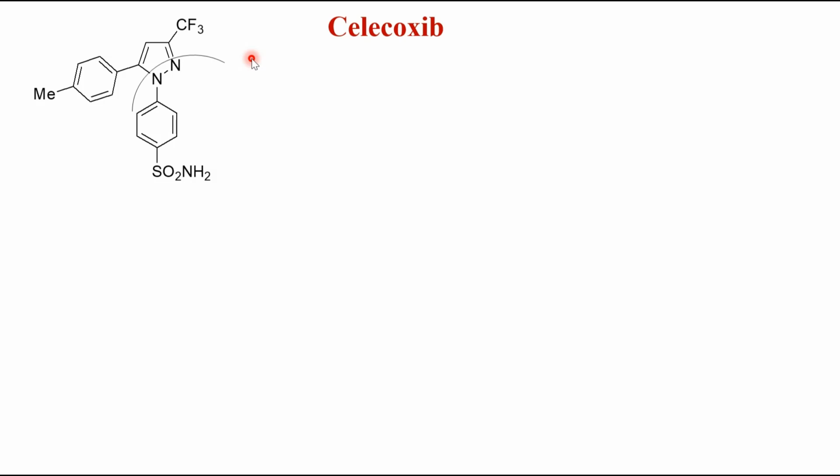Celecoxib can be prepared by cutting this molecule like this. This part can be a parasulfonamidophenyl hydrazine. I can take it as a starting material, and this part I will cut. A 2 carbon donor I have to take, and a tolyl ethyl group. If these three parts I combine together, I can get Celecoxib.